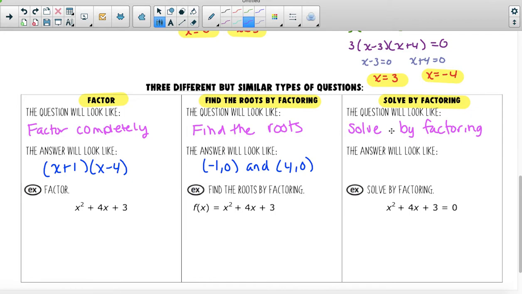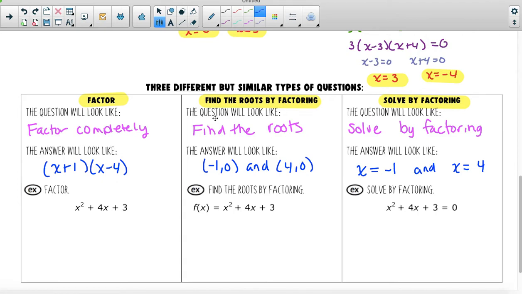So since it says solve, you will have an equals in your question. You will have an equals in the problem. So the way your answers will look will be x equals, and then it's the x-intercept, then -1, only the x value, and x equals 4.